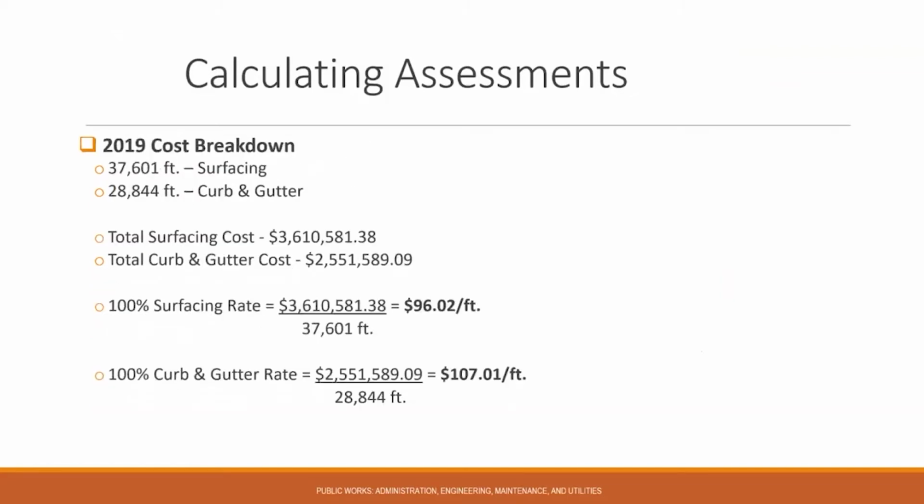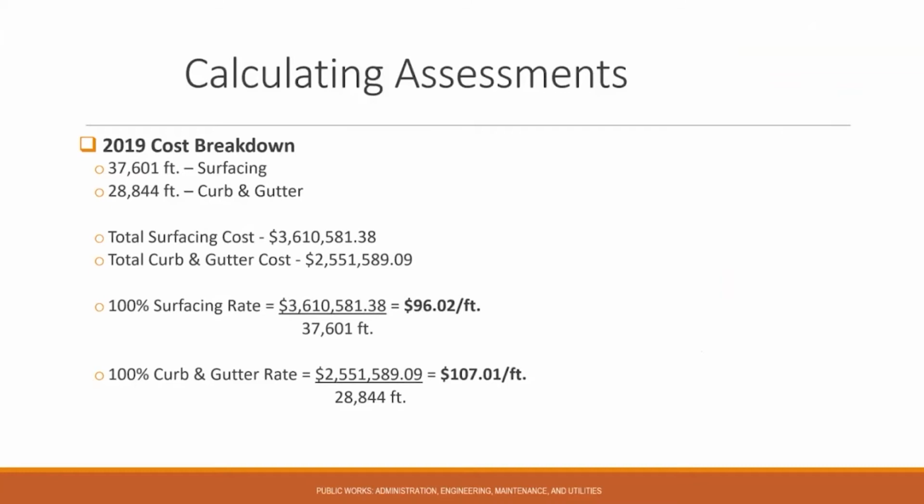In calculating the assessment rates for the 2019 PMP project, the first thing we would do would be to total the adjusted front footages of all parcels that were subject to a surfacing assessment. As you can see for this year, that 2019 project came out to be just under 38,000 feet of adjusted front footage. We would do the same exercise for the curb and gutter for all parcels subject to a curb and gutter assessment, and based on that, we come out with a total just under 29,000 feet.